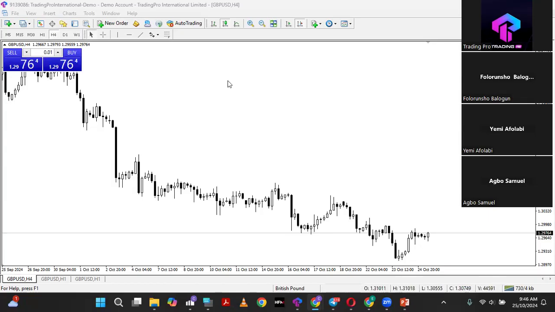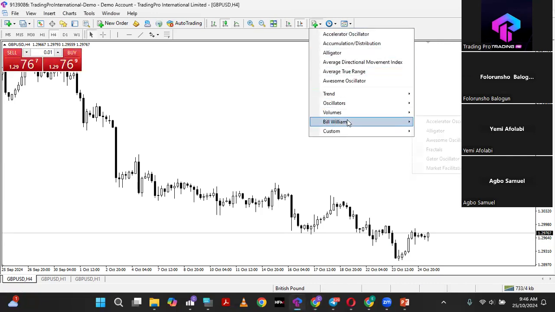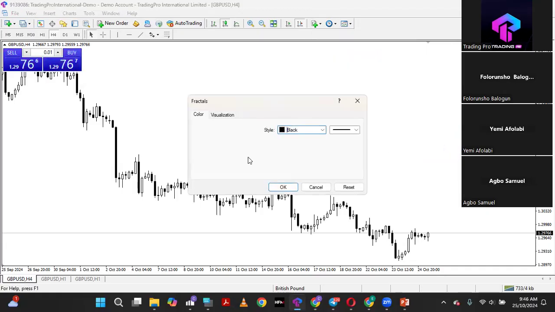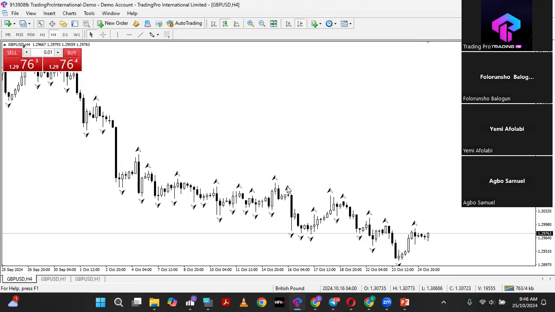So the first thing you do is you go to this cross here, indicator list. You go to Bill Williams. You look for the fractals. This fractal is also available on your mobile MT4. You click OK. You put the fractals. So what's the job of the fractals? The fractals is to help you find out swing highs and swing lows.